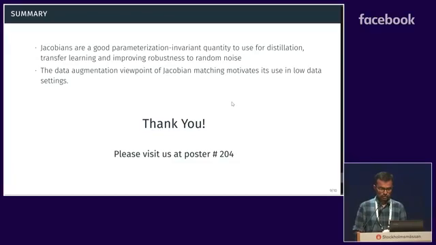Thank you for listening. To summarize, we have used Jacobians, a parameterization-invariant quantity, for distillation, transfer learning, and robustness. You can see the other results in the paper. And this viewpoint of data augmentation motivates its use in low data settings. If you want to hear more about this work, please visit us at poster number 204. Thank you.